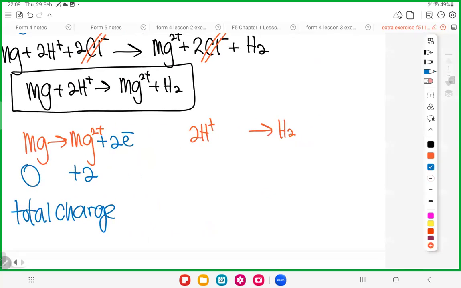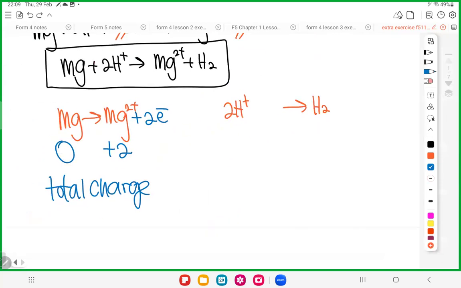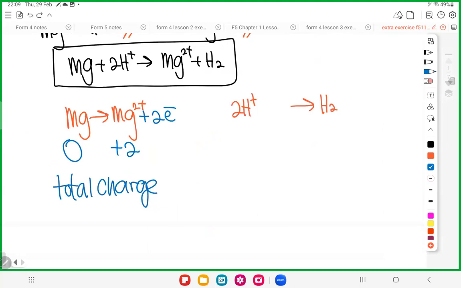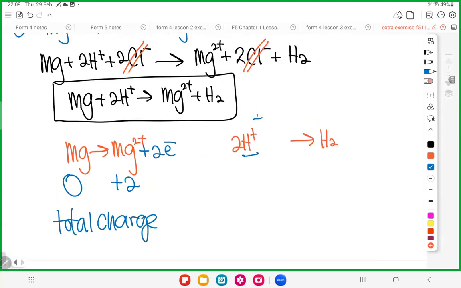So next one. Same thing, I want to find out the number of electron. So number of electron depends on total charge. Watch out. Total charge. So H plus, the charge is plus 1, but there are 2H plus here. So need to times 2. So the total charge is plus 2. So be careful. Total charge needs to multiply this number.